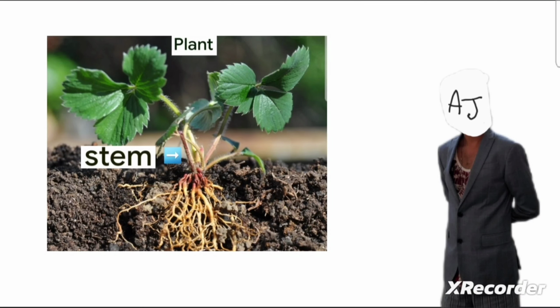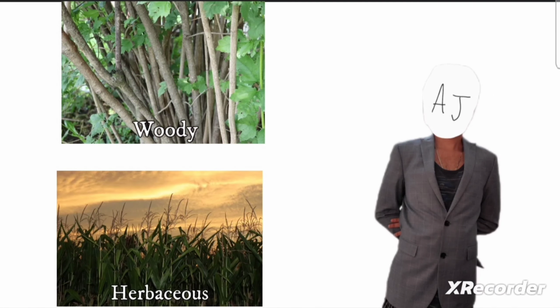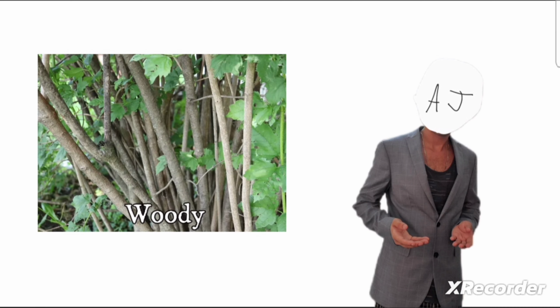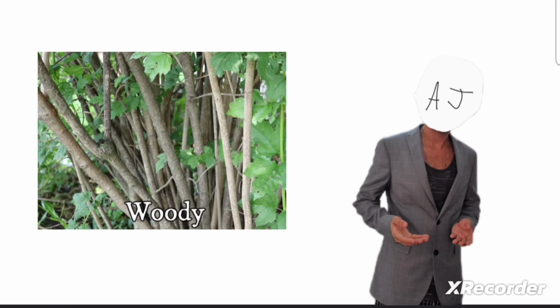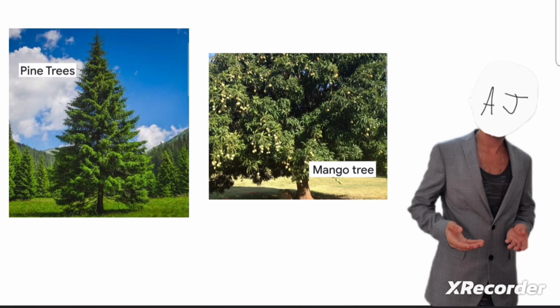Now, if we look at stems in the broadest sense, there are two main types, woody and herbaceous. Woody stems are exactly what you think they are. They're hard, rigid stems that are covered by bark. They're usually found on plants that grow taller and wider each year, such as pine and mango trees.